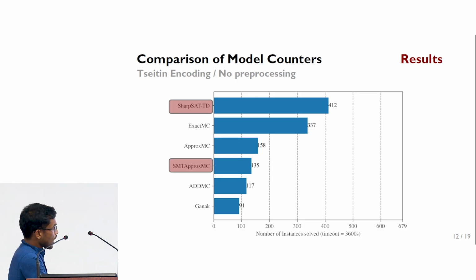Surprisingly, this approximate model counter, ApproxMC, which performs quite well in the model counting competition, was not that efficient in our case.